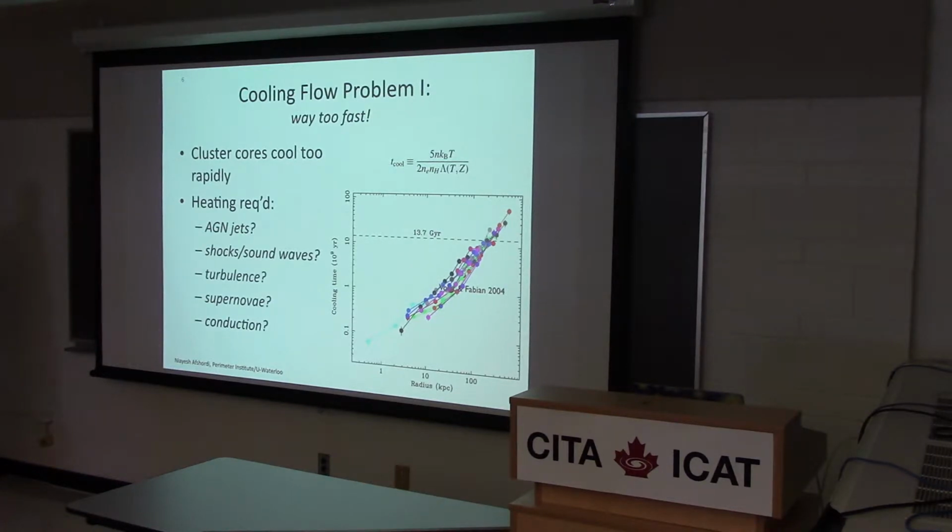Yes? AGN jets, I can imagine, will cool and maybe heat as well. So which would it be? Well, if this is to solve the problem, it must be heating. Yeah, I see it on this drawing. It's not obvious. No, it's not. But of course, if it doesn't, then it's not a solution. So these are all, I guess, proposals.